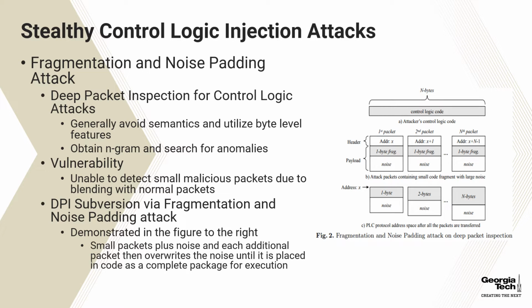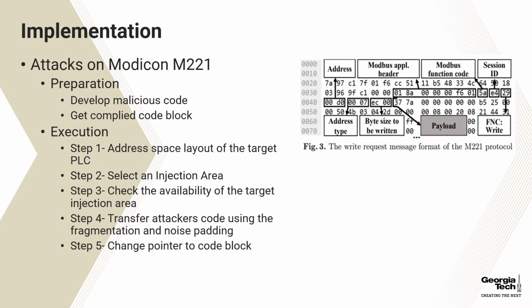It should be noted that both signatures and DPI can be effectively avoided by using both attacks together, so transfer to a non-code block and fragment such that the size is 1 byte per noise-blended packet. So let's look at implementation.